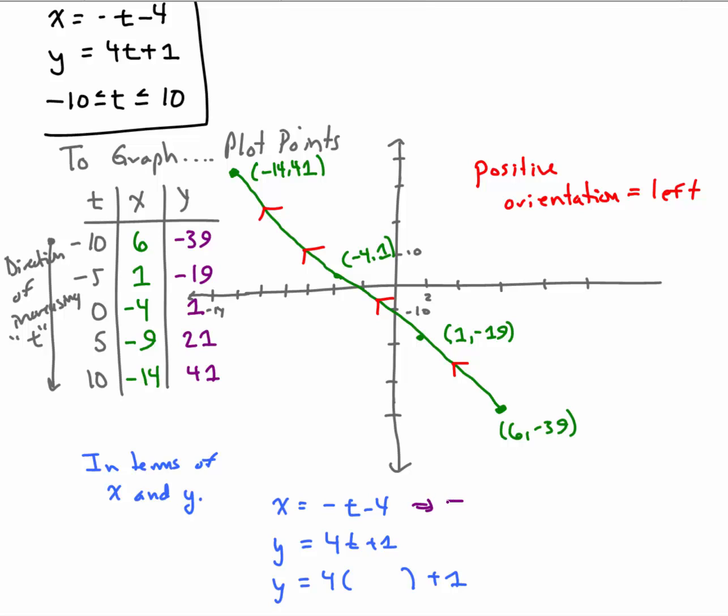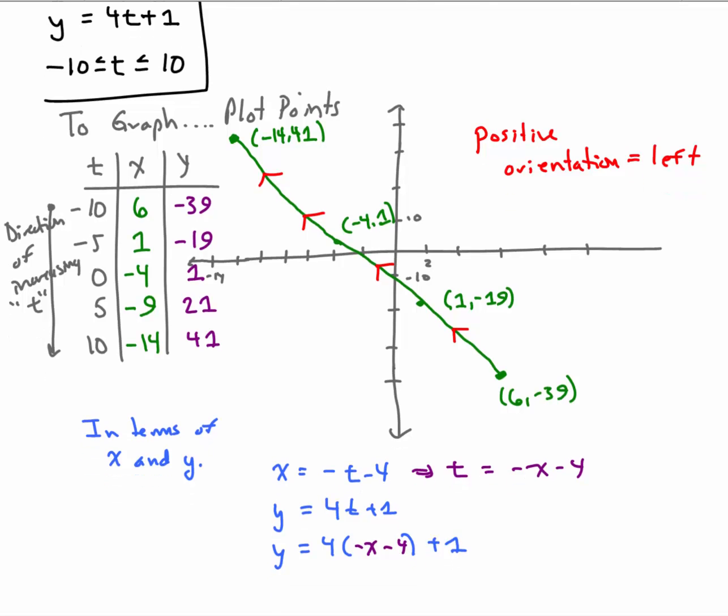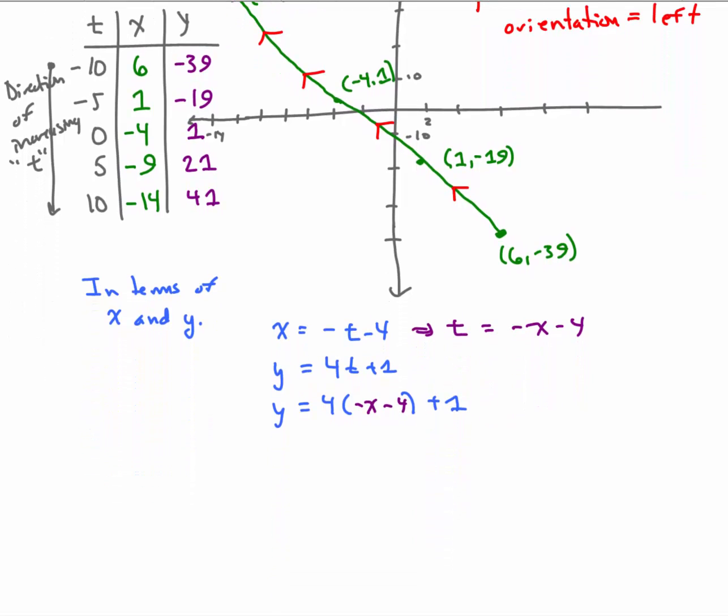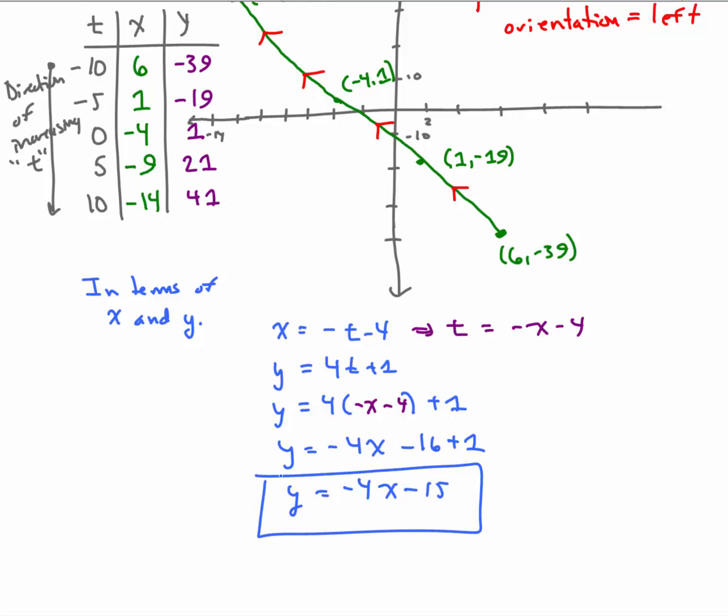So if I solve this one for t, I'd add the t to both sides and then I would subtract the x. T would equal negative x minus 4. And then simplifying this expression, I'd have y equal negative 4x minus 16 plus 1, and I'd have y equal negative 4x minus 15. So this is the equivalent rectangular xy graph.